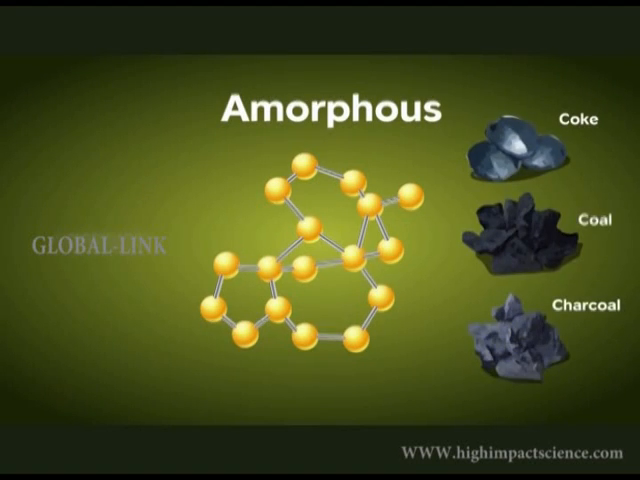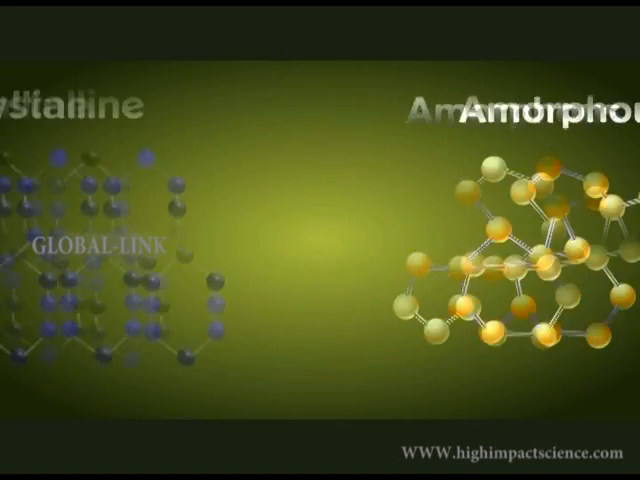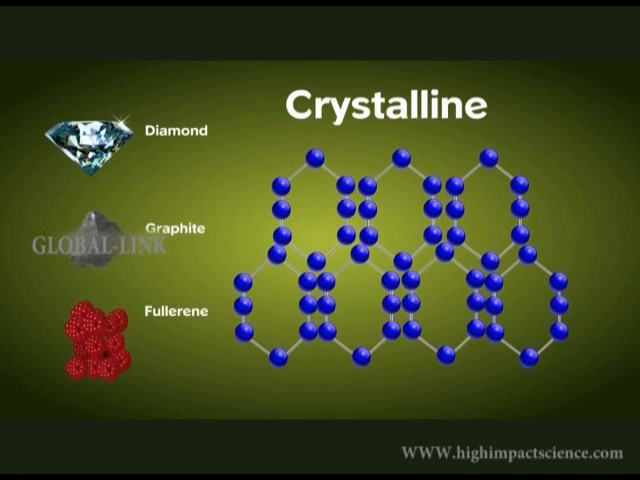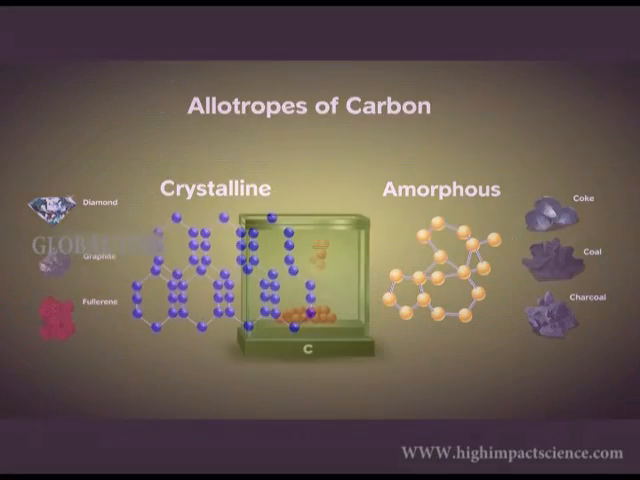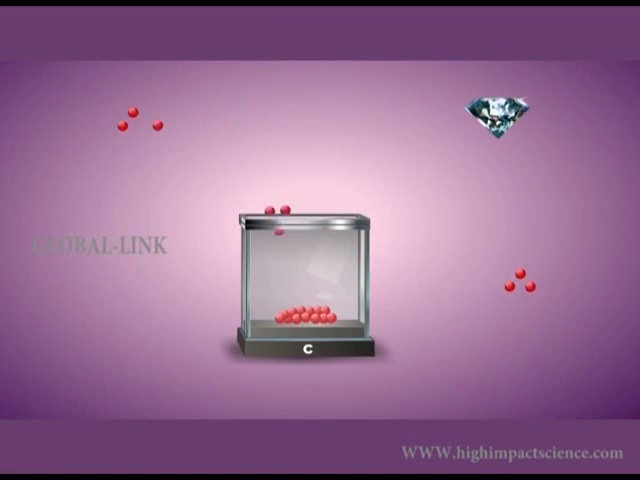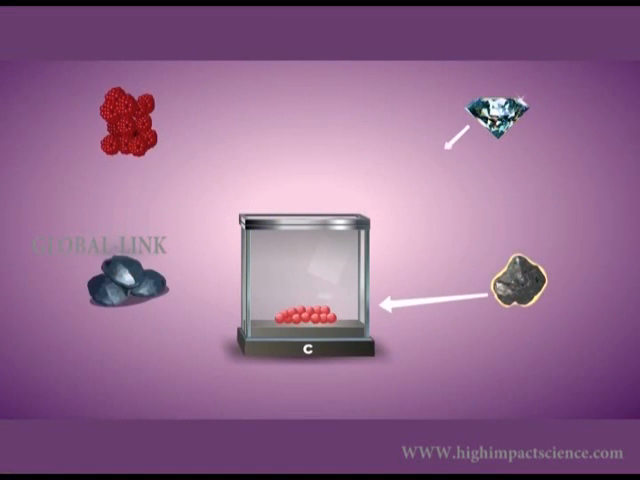Coal, coke, and charcoal are amorphous forms of carbon. Diamond, graphite, and fullerene are crystalline forms of carbon. Both these forms are called allotropes of carbon. Allotropes are forms of the same element which exhibit different physical properties, but with the same chemical composition.